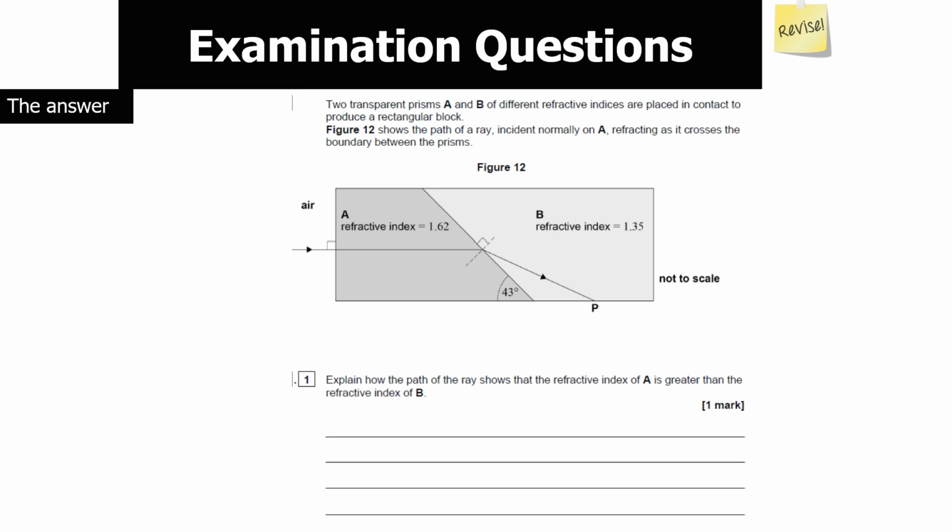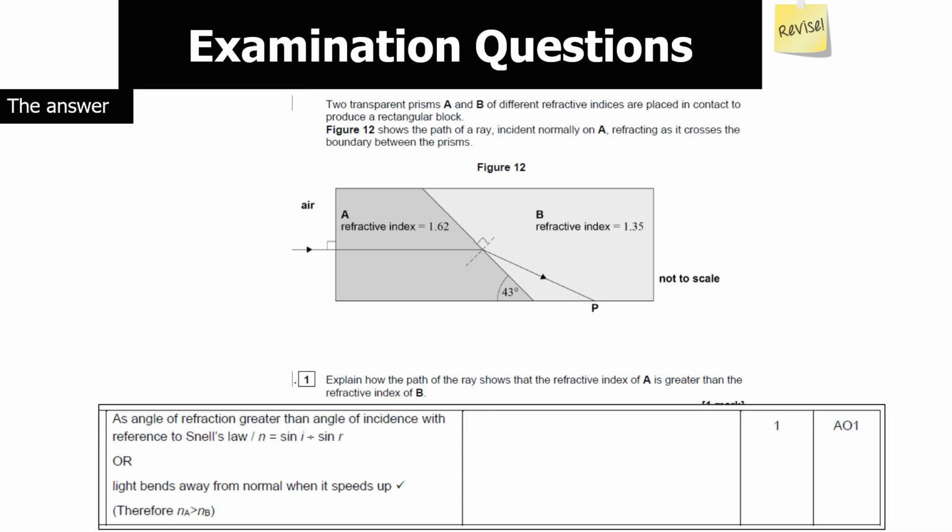Right, how do you answer this question? Well, if you look at the diagram, what you'll notice is the angle of refraction is greater than the angle of incidence. If you look at your different angles, you can see that's taking place, and you can use your similar triangles to work that through. Or you could just say fundamentally that light is bending away from the normal when it speeds up, indicating that the refractive index of A must be greater because the light is travelling faster in B.